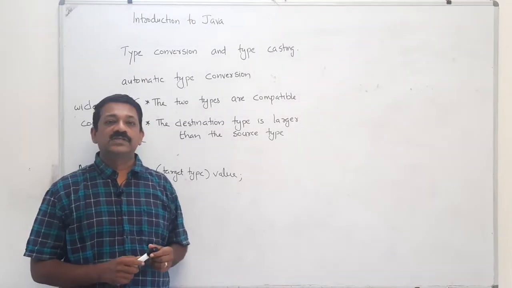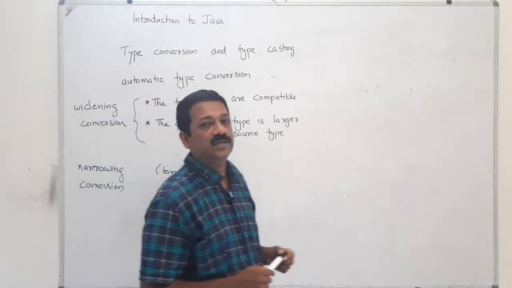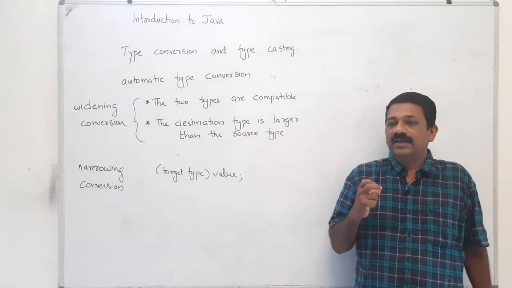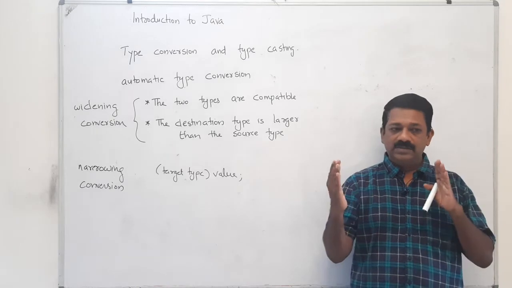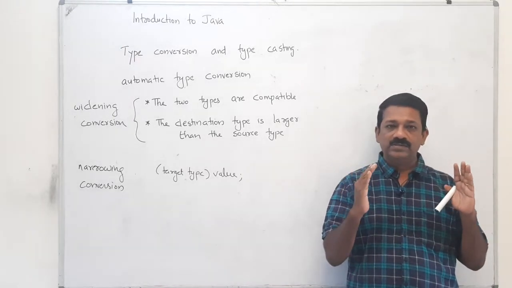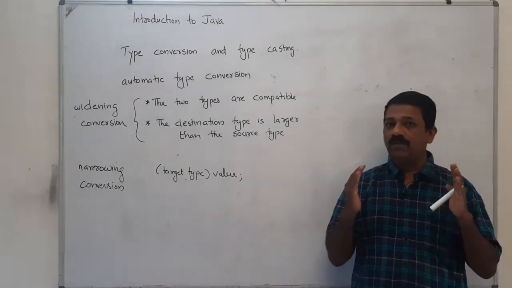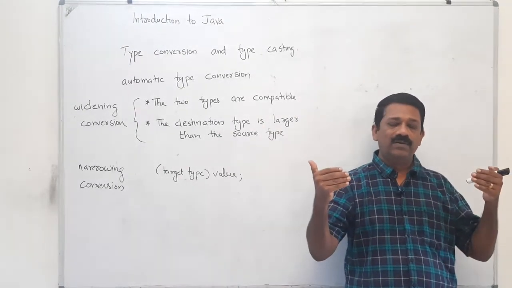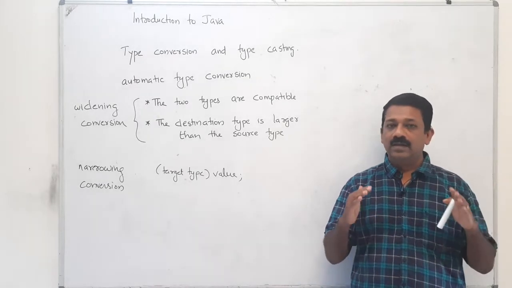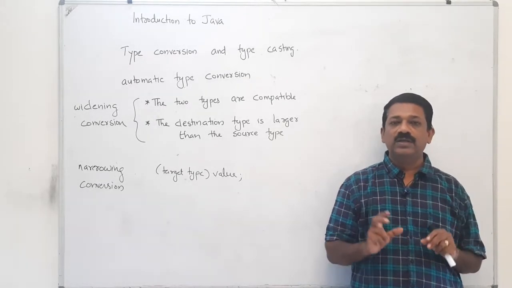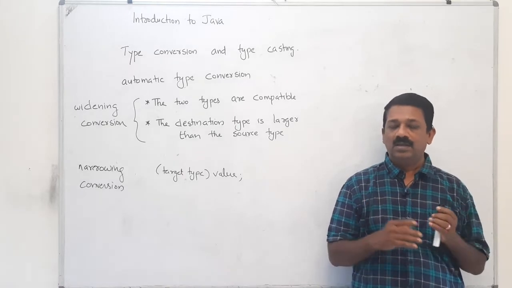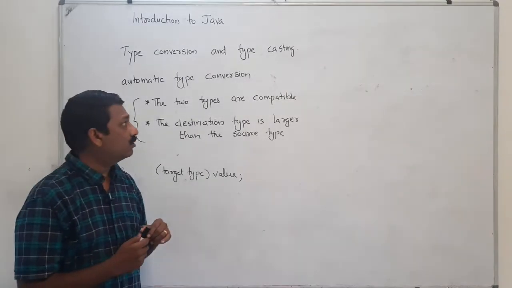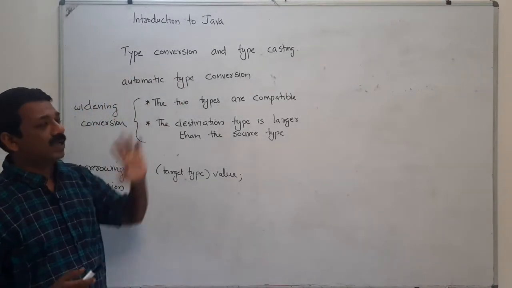Now we are going to discuss type conversion and typecasting in Java. As you know, Java is a strictly typed language. Strictly typed means that it is always very particular about its types. If you are assigning a variable A to B, then the two should be compatible types. Here we are going to discuss how type conversion and typecasting are done.